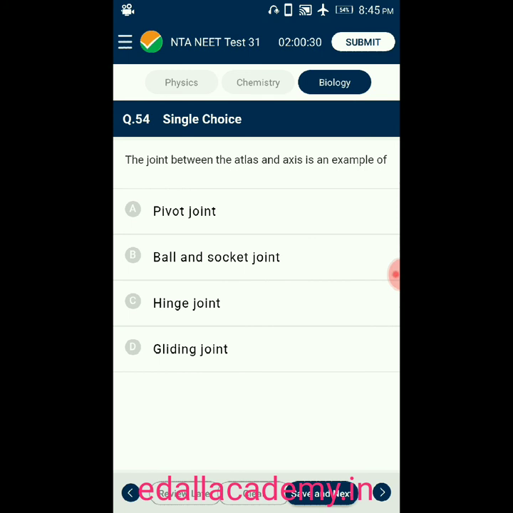Question number 54. The joint between the atlas and axis is an example of a pivot joint. Atlas is the first cervical vertebra and axis is the second cervical vertebra, forming a synovial joint. It is a type of pivot joint. The odontoid process of axis acts as a pivot on which atlas can rotate. This type of joint allows considerable amount of movement. A fluid filled synovial cavity is present between the articulating surfaces of 2 bones. So the answer for this question is option A, pivot joint.